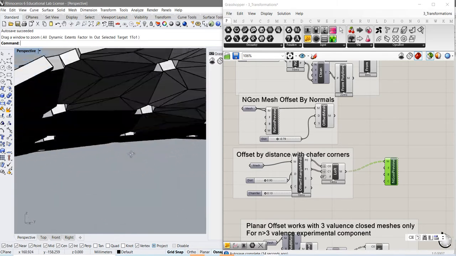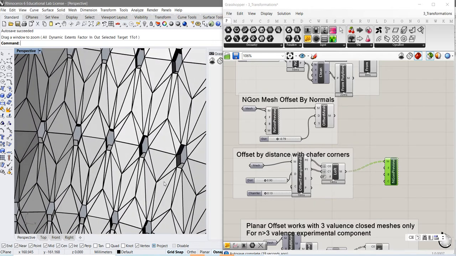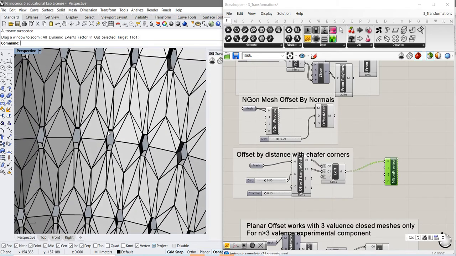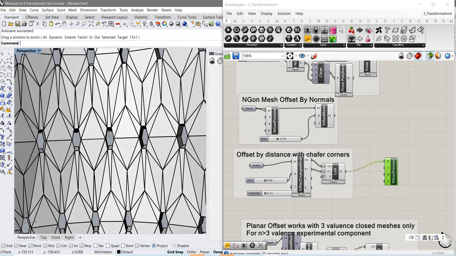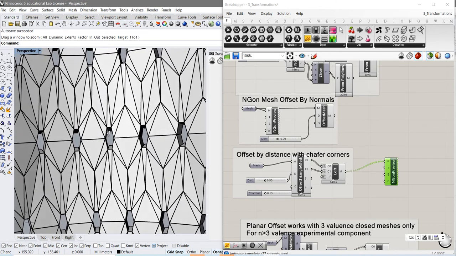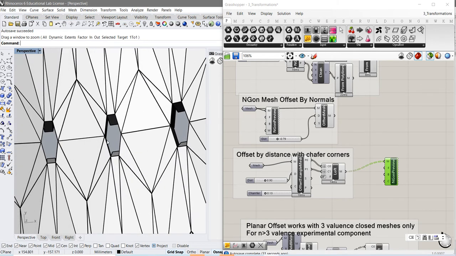So the corner of each of these hexagons are truncated. And then we have this hexagonal. Oh no, the triangles are truncated. So we have these hexagonal holes in it.